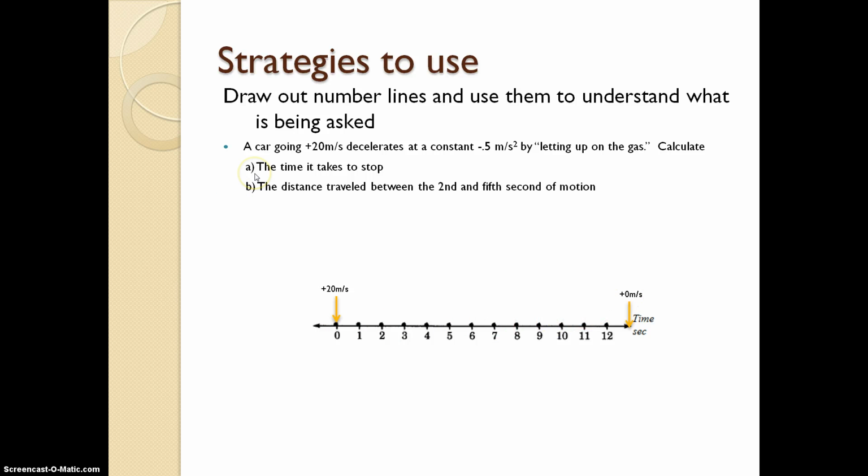Now for part A, find the time. I can do it. I know 3 things. The initial velocity is 20, the final velocity is 0, and the acceleration is negative 0.5. If I know 3 things, I can get the rest.